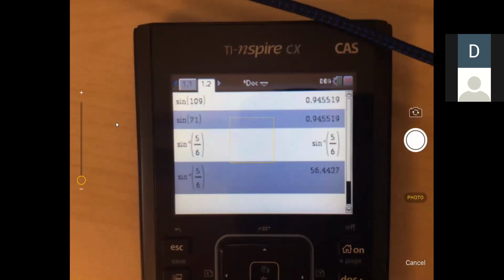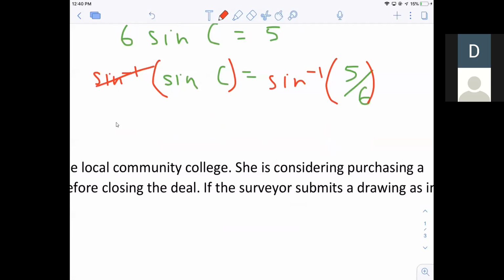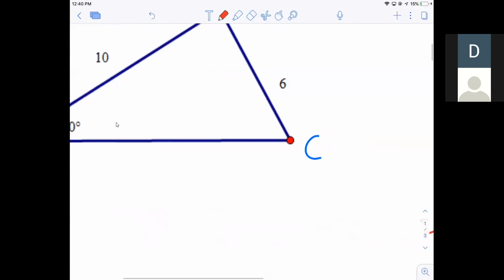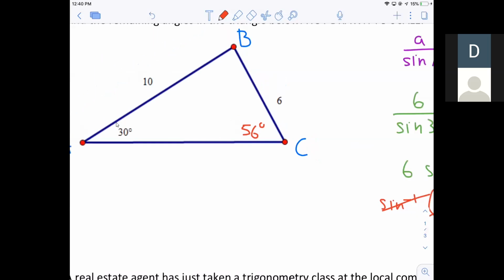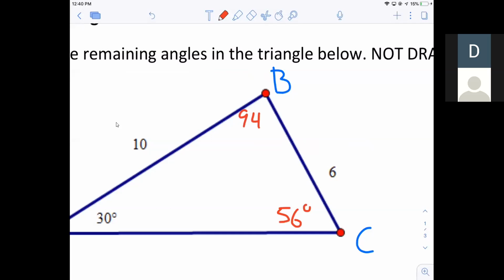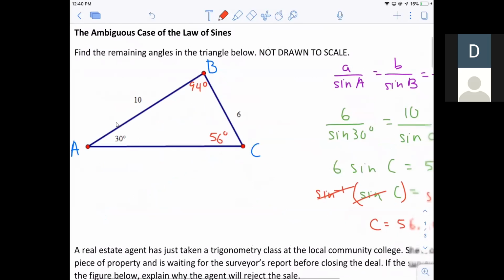You get 56.44 degrees approximately. So C is approximately 56.44 degrees. To keep it simple, I'm just going to round to the nearest whole degree, so 56 degrees. And that's 86 degrees with the 30. Then 180 minus 86 is 94 degrees. And that should sum to 180, and we're happy.